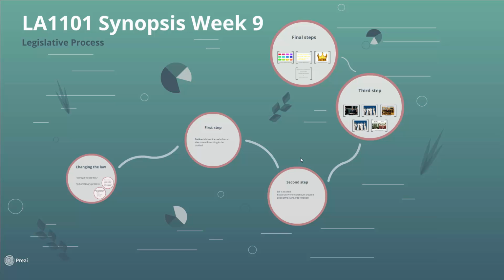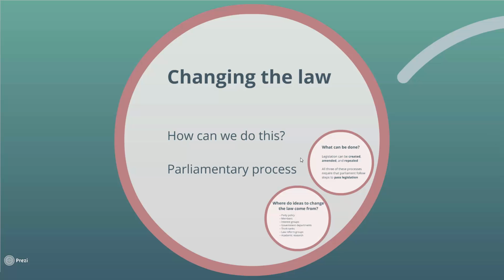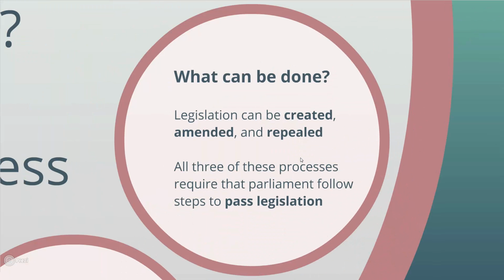In earlier recordings, we've looked at the structure of Parliament itself. In this recording, we're going to look at how Parliament actually works. The fundamental purpose of Parliament is to create legislation. The purpose of creating legislation is to either make new laws, to amend existing laws, or to repeal or remove existing legislation. In each of these three situations, the way Parliament does that is to pass new laws.